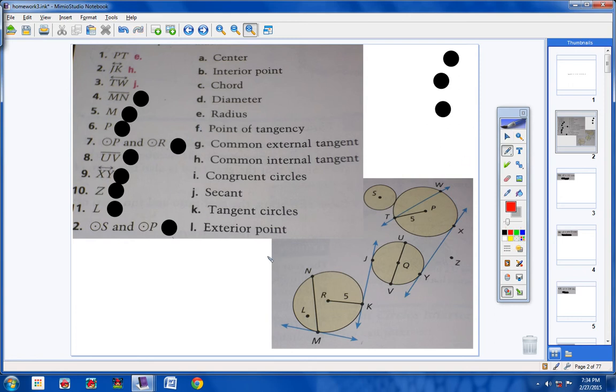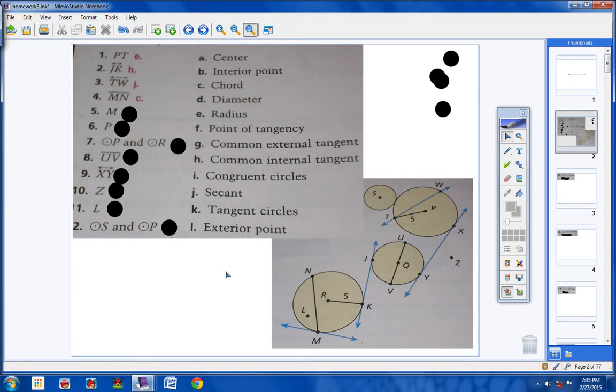Alright, moving on to number 4. Segment MN. Well, here's segment MN. It's a segment whose endpoints lie on the circle. Okay, that's going to be a chord, students, a chord. So number 4 is a chord, which would be letter C. Okay, letter C.